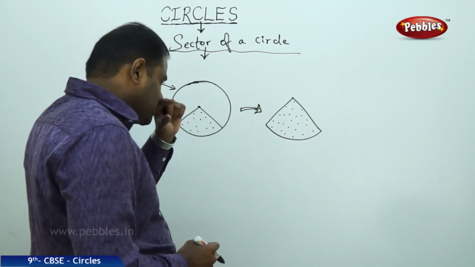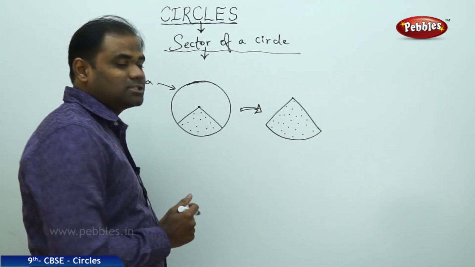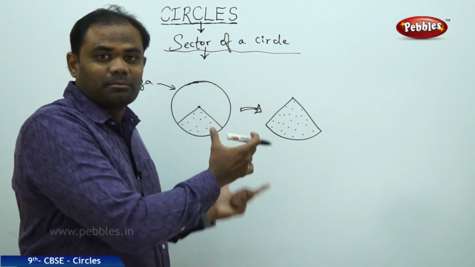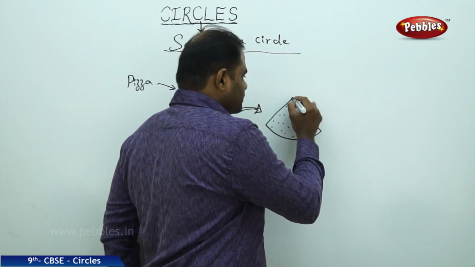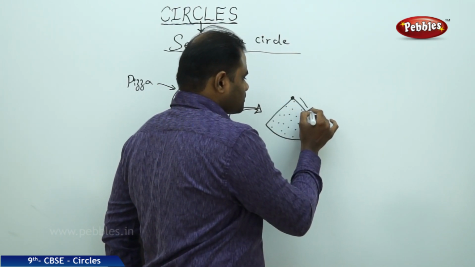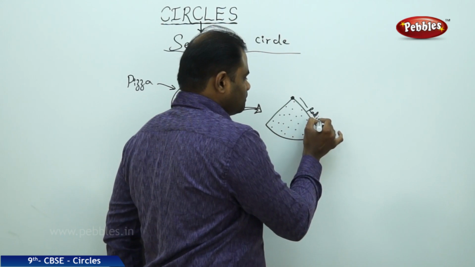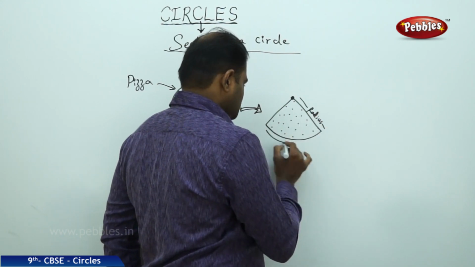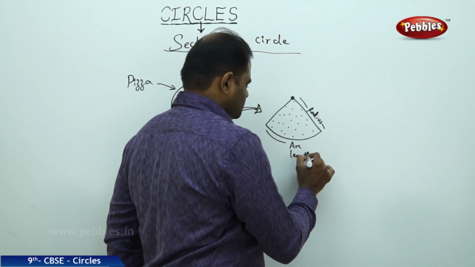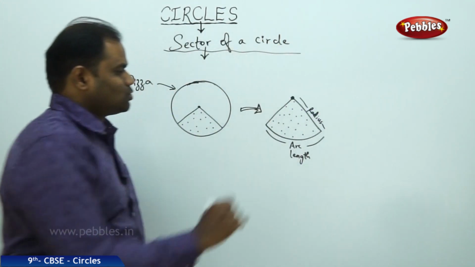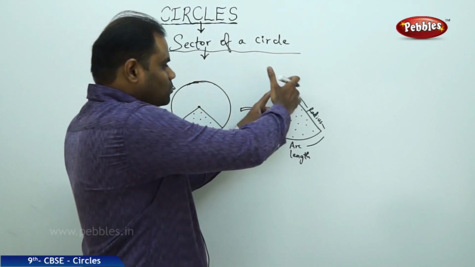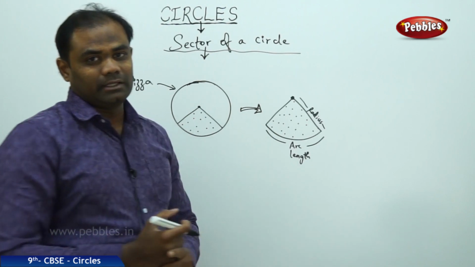Before that, let me take into consideration that this piece of pizza, as taken from the main circular pizza, has the center of the circle, has radius, has arc length. So a sector is a region which is enclosed between the two radii and the arc length.